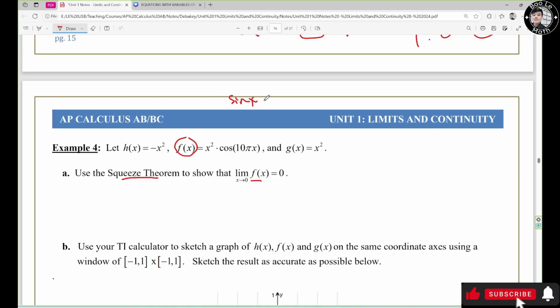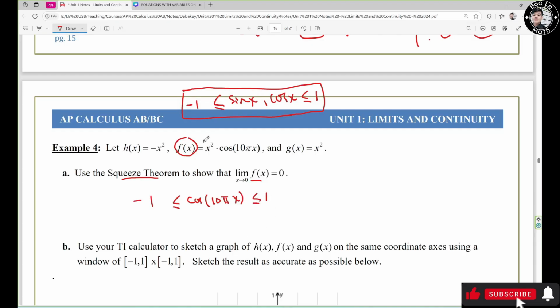sine s and cosine s are always greater than or equal to negative 1 and less than or equal to 1. Keep this one in mind. You learn this one in pre-calculus. So we have cosine of 10 pi s, always greater than or equal to negative 1, less than or equal to 1, right?